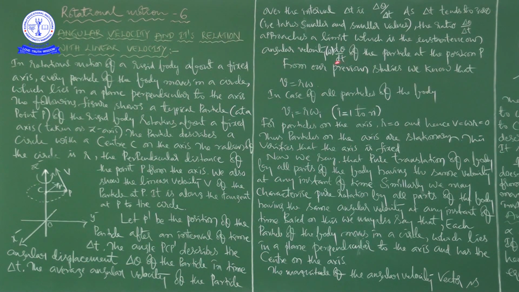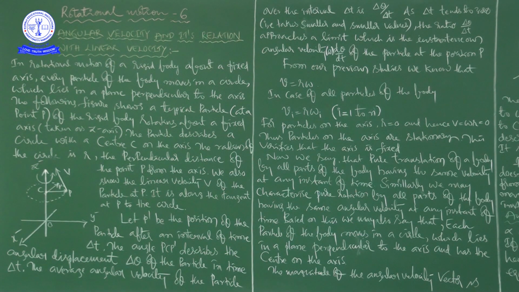And here I already told you, omega is the notation, omega is the symbol to represent angular velocity. And from our previous study of circular motion, the magnitude of linear velocity v of a particle moving in a circle is related to the angular velocity of the particle omega by the simple relation v is equal to r omega, and r is the radius of the circle.